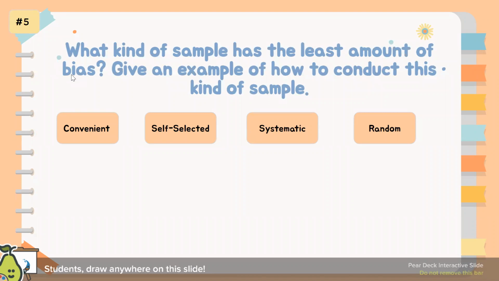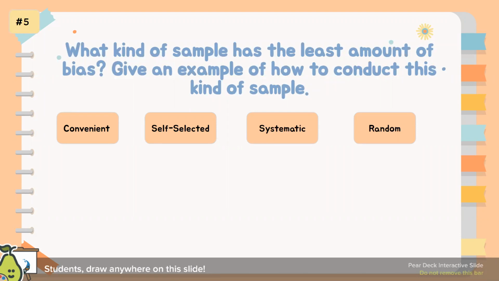What kind of sample has the least amount of bias? Give an example of how to conduct this kind of sample. So now that we know convenient is one where you are asking people and it's convenient for them, convenient for you, that's not too bad. But it's only based on the location, right? Self-selected has a little bias in it because you're only selecting a certain demographic of the population. You might be excluding the entire population.